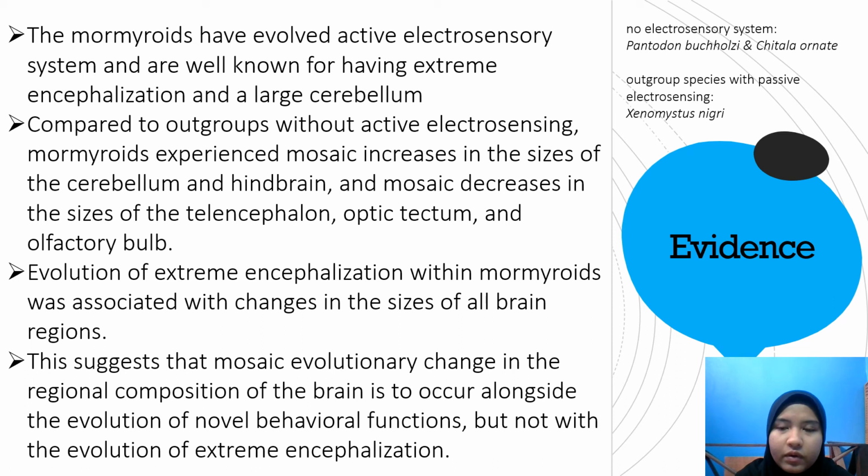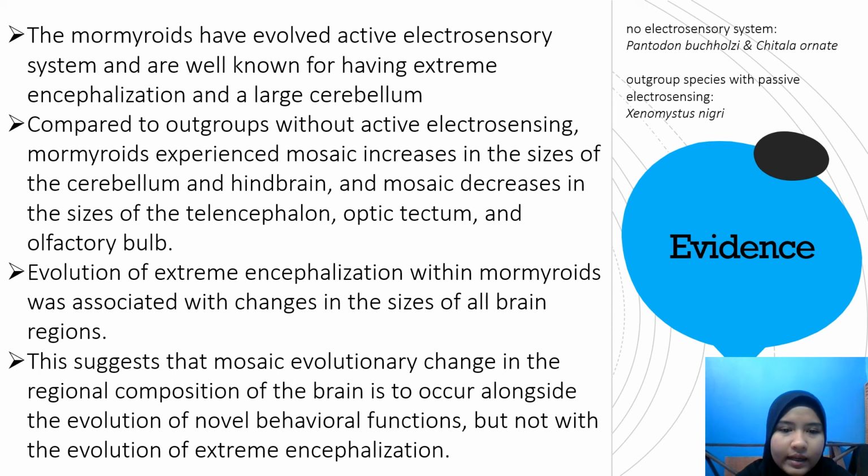The experiment was conducted using these three species, and it shows that the Mormyridae have evolved an active electrosensory system and are well known for having extreme encephalization and a large cerebellum. Compared to outgroups without active electrosensing, Mormyridae experience a mosaic increase in the size of the cerebellum and hindbrain, and mosaic decreases in the size of the telencephalon, optic tectum, and olfactory bulb.